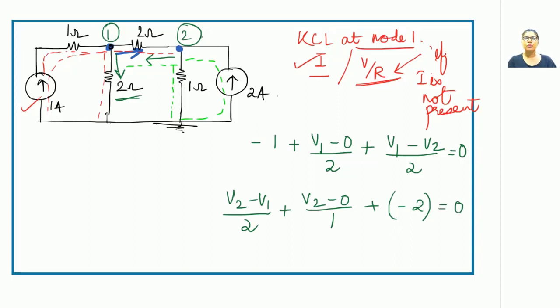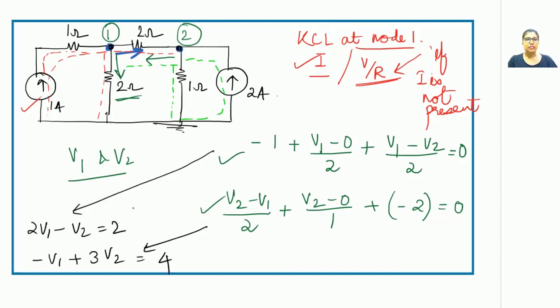How many unknowns were being asked in this question? 2 unknowns. We had to find out the voltages at V1 and V2 respectively. So you have got 2 equations. Upon solving these equations, your equations will come out to be these. So once you solve these simultaneous equations, the final values are, V1 will come out to be 2 volts and V2 will come out to be 2 volts.